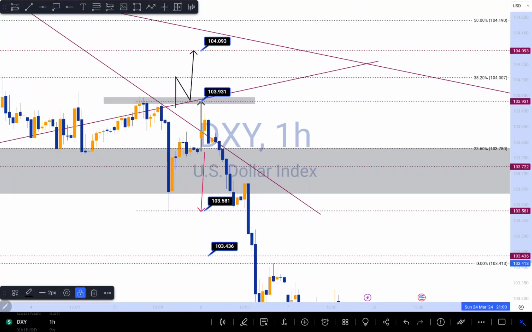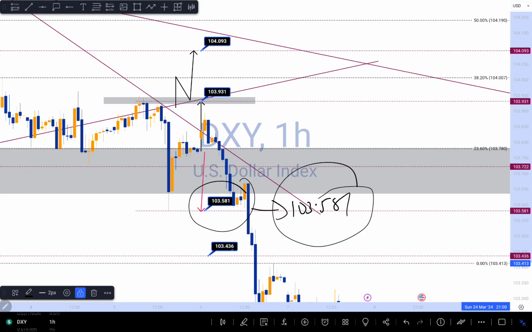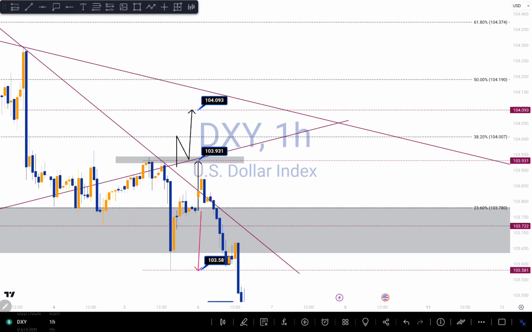And I said there's a possibility we might get to that level to touch the straight line before actually pushing to the downside. And I gave my TPs. My first TP is 103.581. That is my first TP. My second TP is 103.436. And I also gave instructions, because we know we don't predict the market, we react to the market.